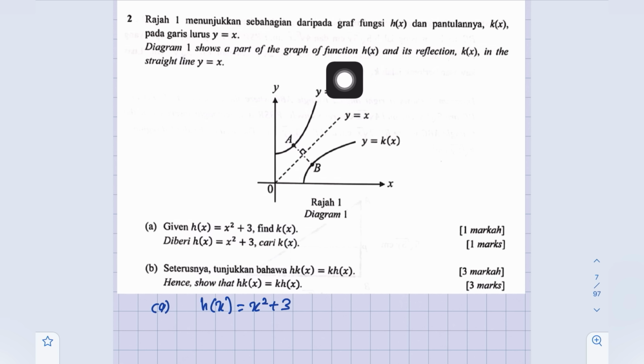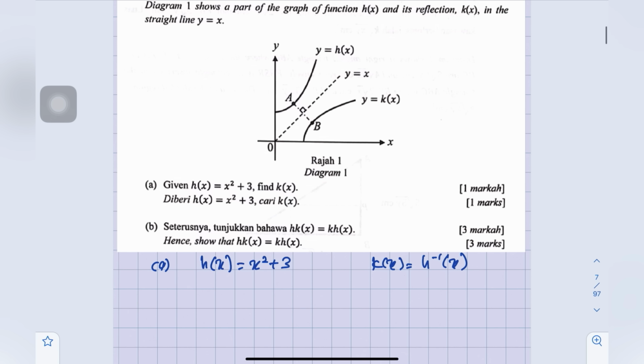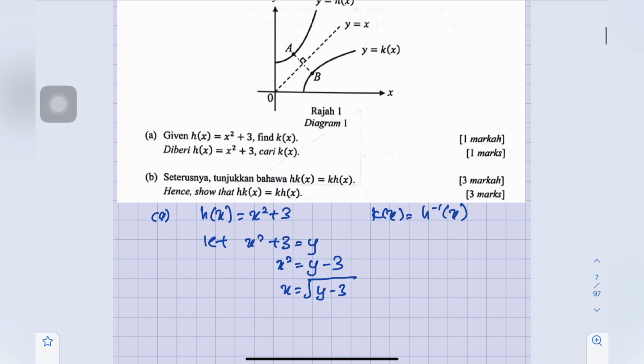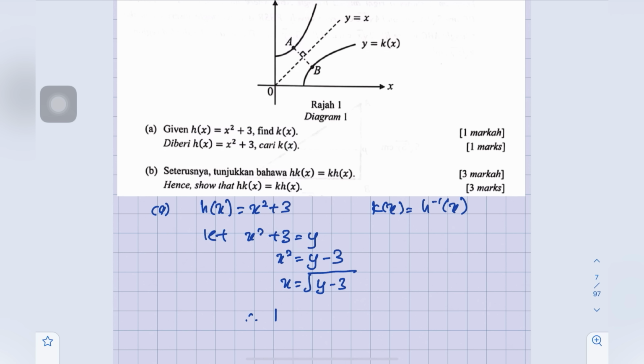In this situation, we have h(x) reflected about y equals x. So we get k(x), meaning that k(x) is h inverse. So k(x) is h inverse of x. Okay, so then we try to find h inverse. So let x squared plus 3 equals y. x squared equals y minus 3. x is square root of y minus 3. So this is the inverse function. Therefore the inverse function of h equals k(x). So we change y to x. So k(x) equals square root of x minus 3.